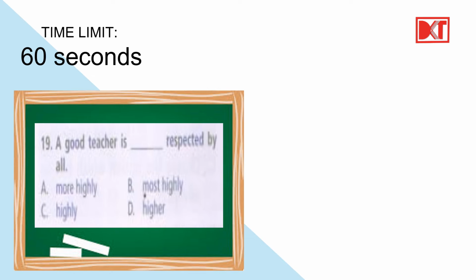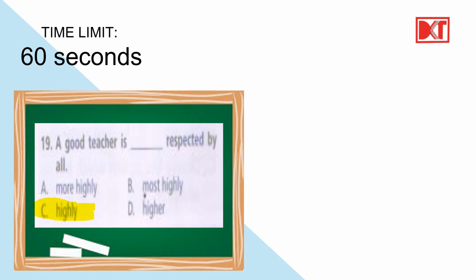Alright, now next question. Good teacher is dash respected by all. A: more highly, B: most highly, C: highly, or D: higher. Now here the correct answer is C, highly. Good teacher is highly respected by all.